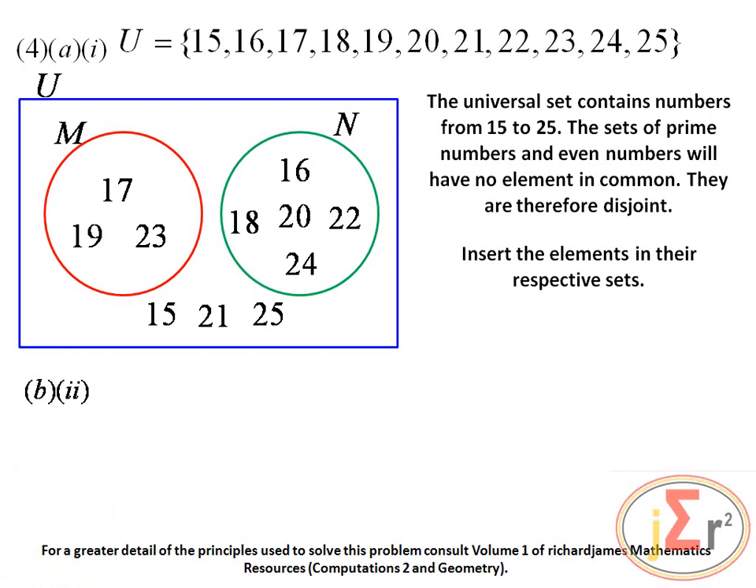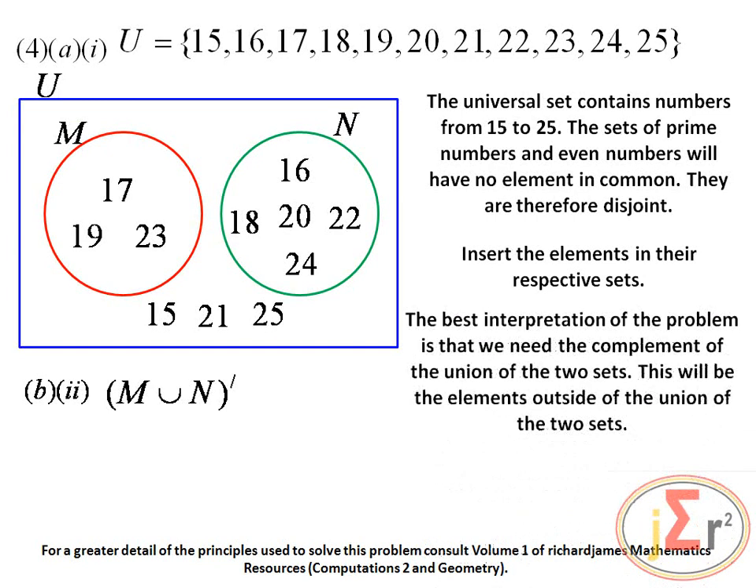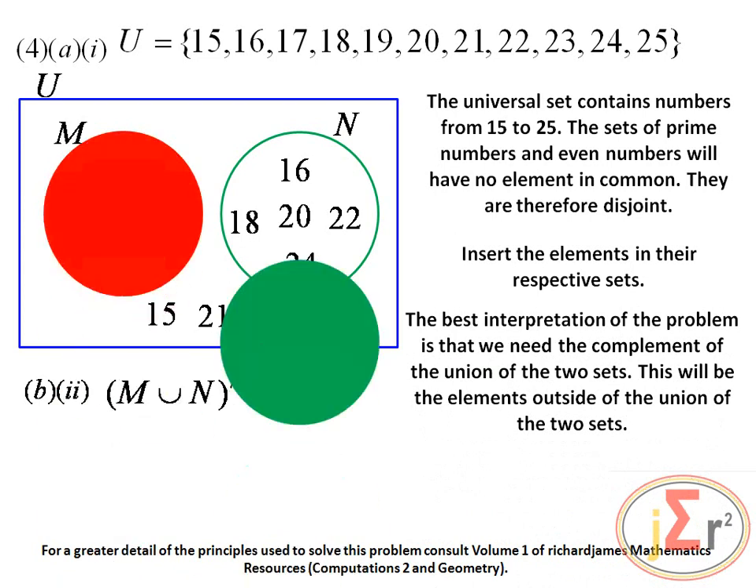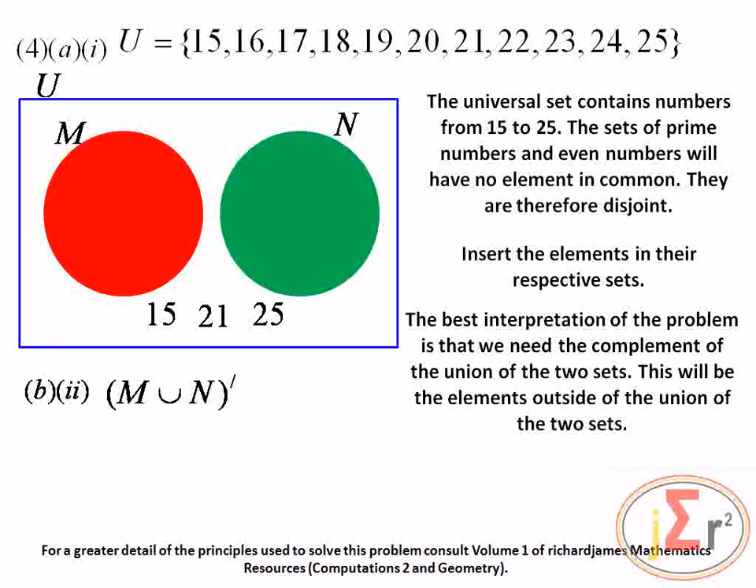We are required now to list the elements of the set M union N, all complement. And of course, complement means what? Those elements that are not in this set that we are complementing. So we are complementing the set that is M union N. The best interpretation of this problem is that we need the complement of the union of the two sets. This will be the elements outside of the union of the two sets. So we block those two sets out, and those elements are outside of the union. Those will form the set of elements in M union N, all complement.